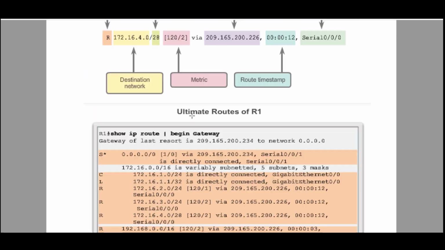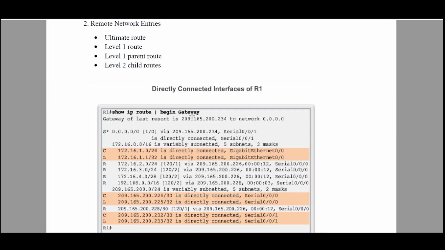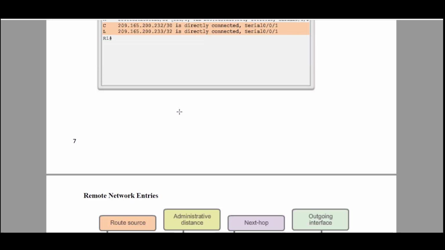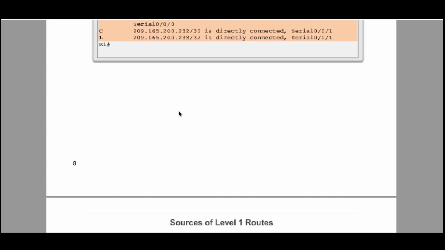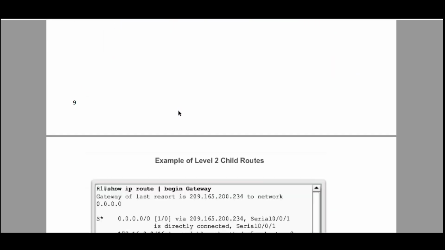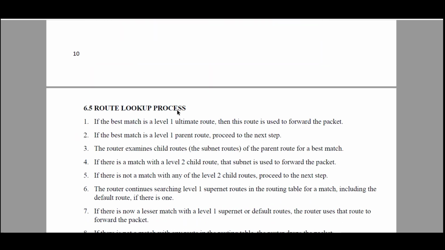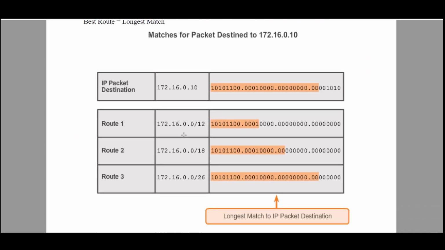I will show you. Just now we discussed there are different types available: ultimate, level 1, level 2, level 1 parent, level 2 child. Now, what type of route is this? It is a level 1 route. How do you know it is level 1 route, teacher? Because supernet is done here. That means they reduced the number of bits. So this is going to be a level 1 route.